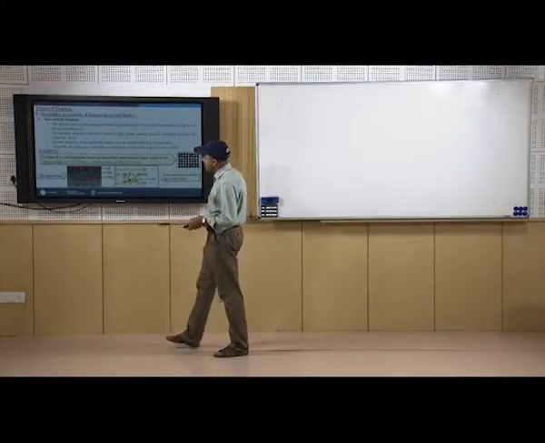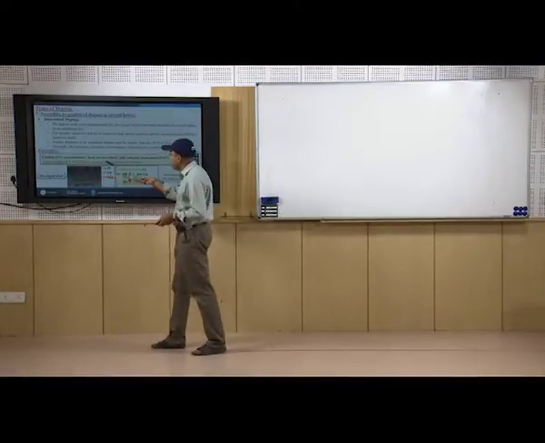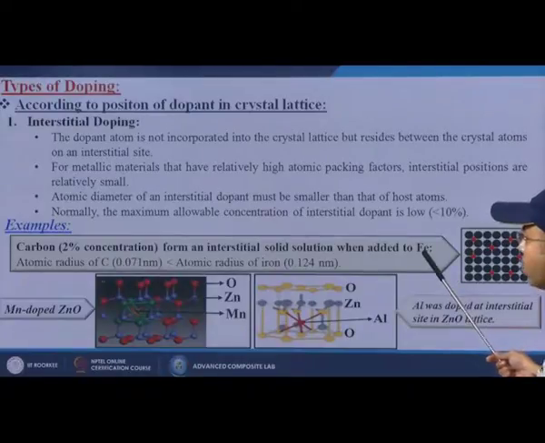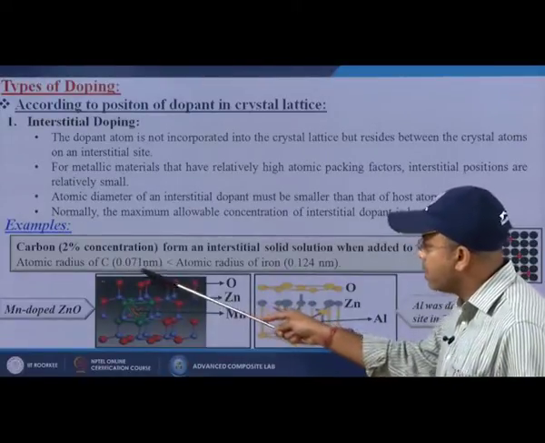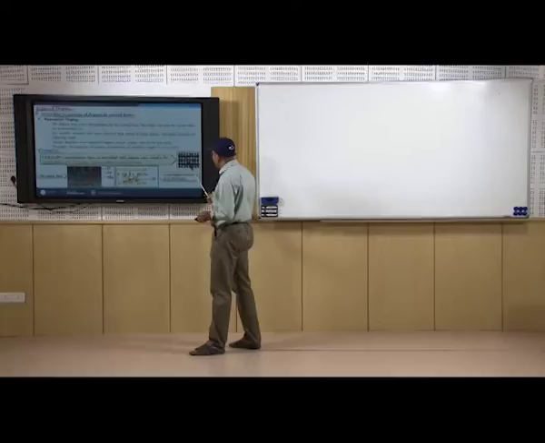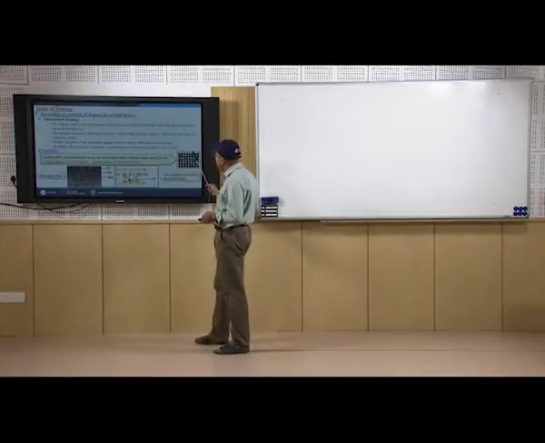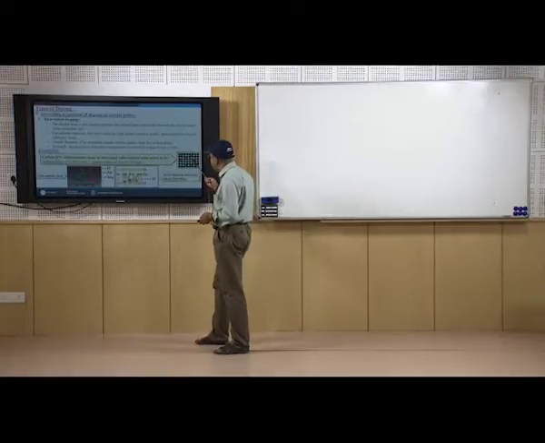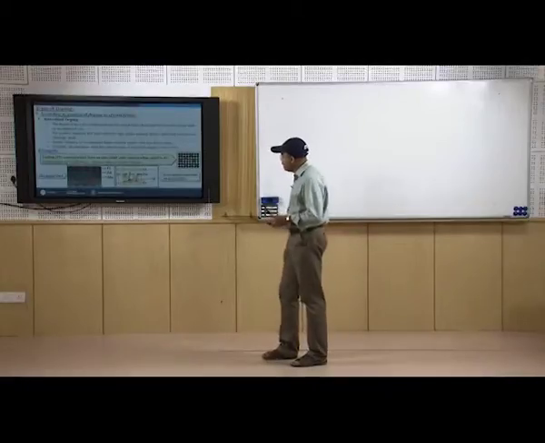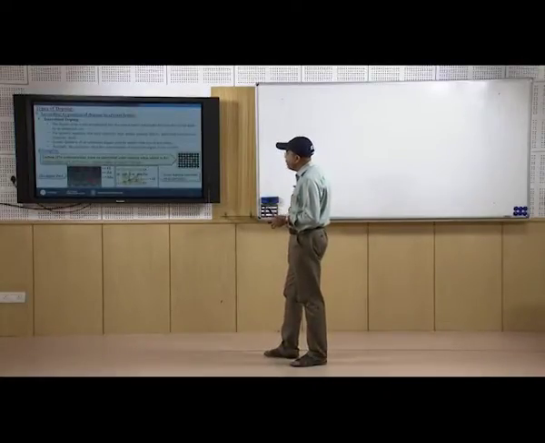For example, carbon at 2% concentration forms an interstitial solid solution when added to iron. The atomic radius of carbon is 0.071 nanometer, which is less than the atomic radius of iron, that is 0.124 nanometer. So here you can see that in this kind of structure, the carbon is simply going into the interstitial site of the iron structure. That means interstitial doping is taking place.